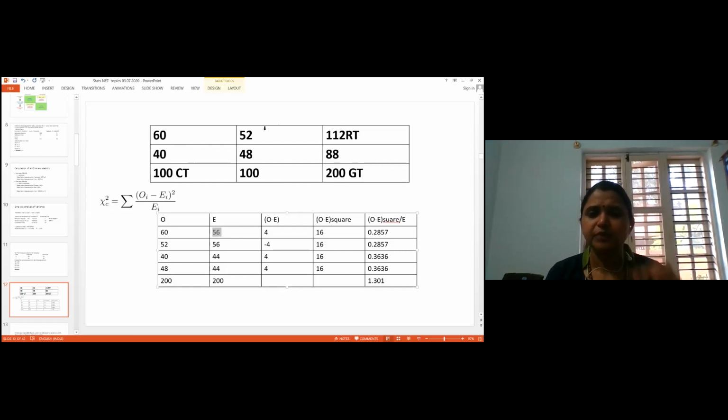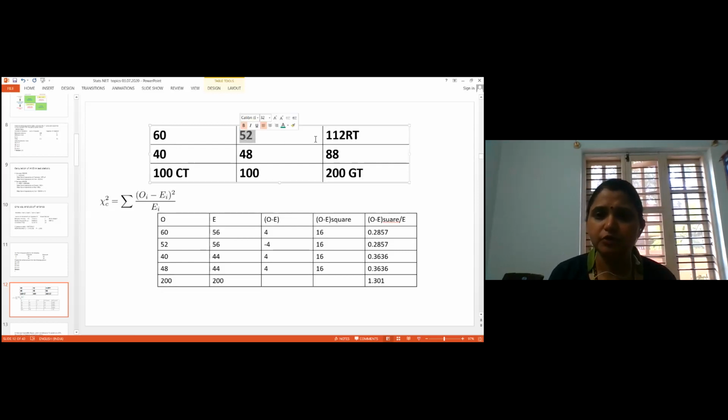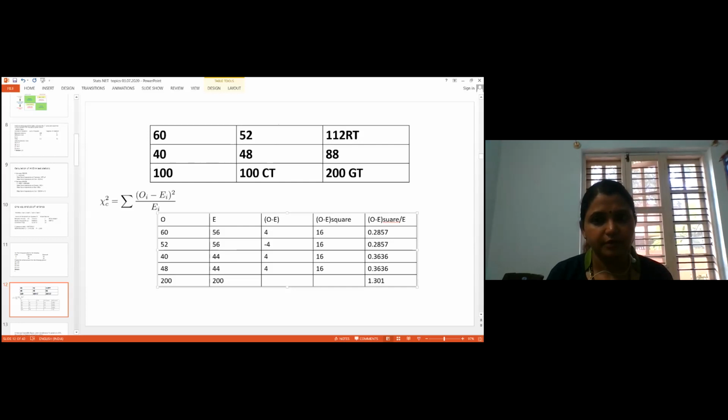Next one, 52. How do I get the value for 52? The row total divided with this 52's corresponding column total. Thankfully, here again it is the same. The column total remains the same for 52, it is 100. The row total is 112. Again, the answer is 56 itself.